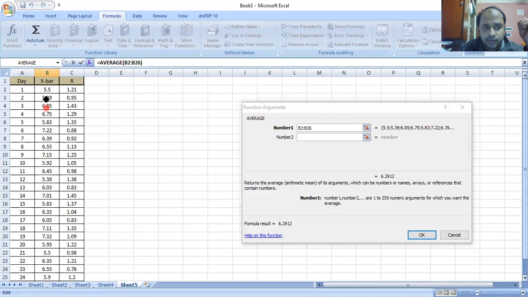If I ask you to calculate the mean of this column X bar, then what will you do? Manually, what will you do? You will add all the figures together and you will divide it by what number? By 25. Okay. Then that is the thing which I'm doing by Excel to just save time.